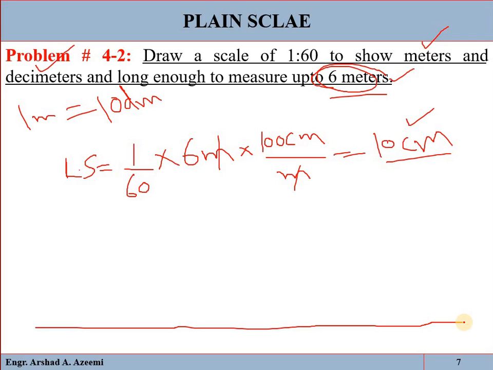Second step is draw a line of 10 centimeter and divide this line into 6 equal parts. See, 1, 2, 3, 4, 5 and 6. I'm just dividing it roughly. You can divide it through divider in equal parts. Remember, divide the line in equal parts.